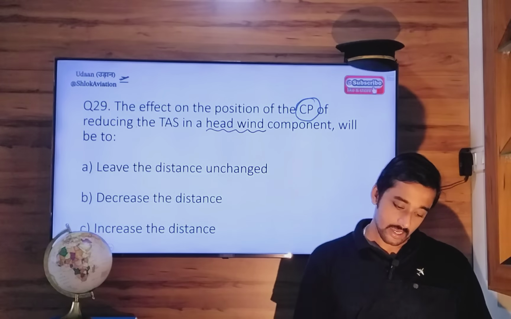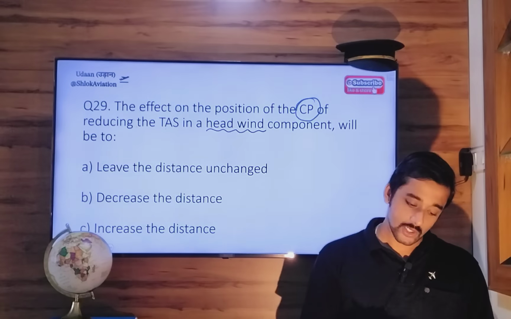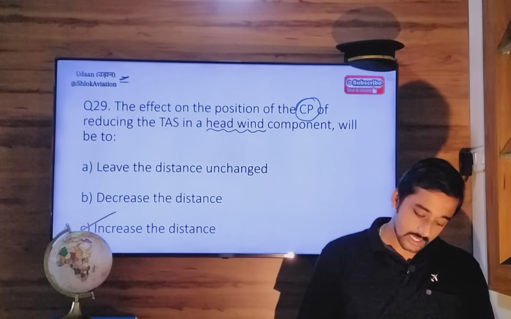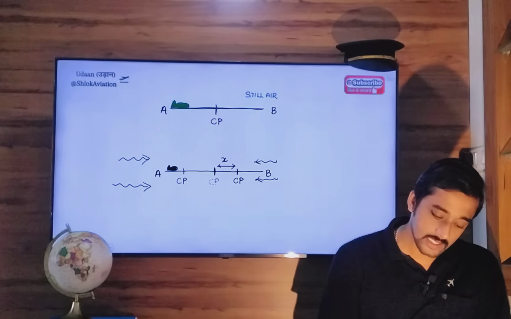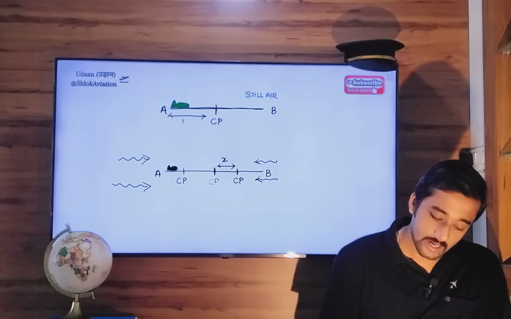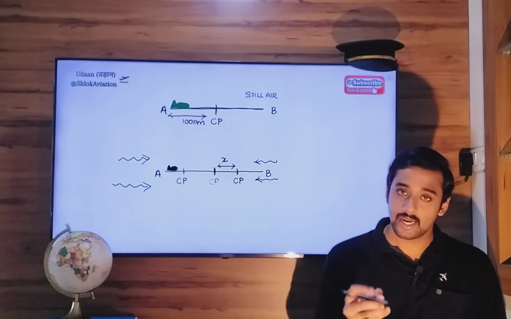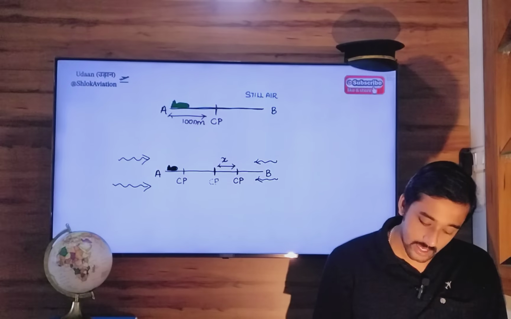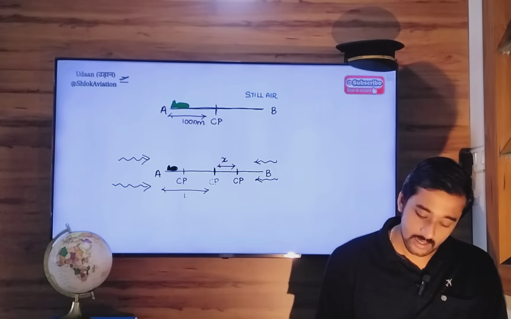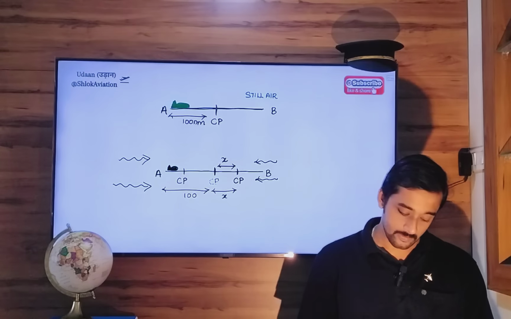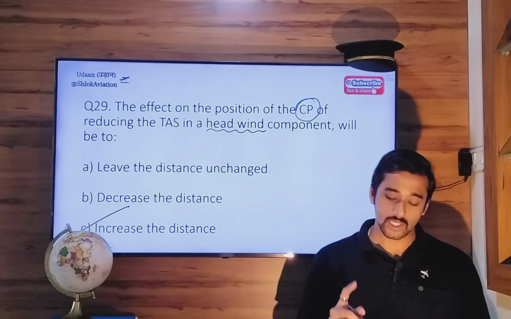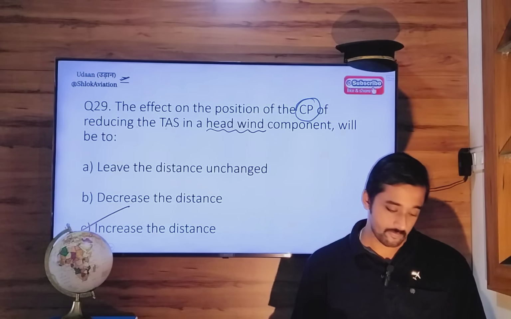So in headwind conditions, your distance will increase. Your distance over here in zero wind conditions was, let's say, 100 nautical miles. In headwind conditions, this distance will be this 100 plus this extra amount x. So 100 plus x, that x can be 10, 20, whatever. So it will increase your distance towards the critical point.